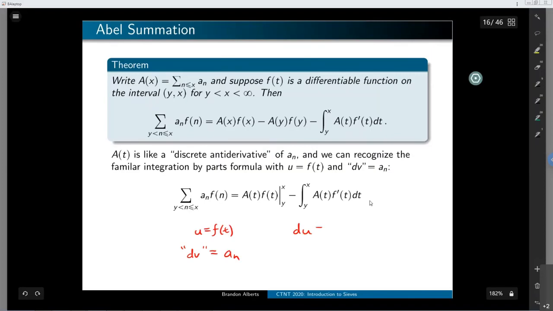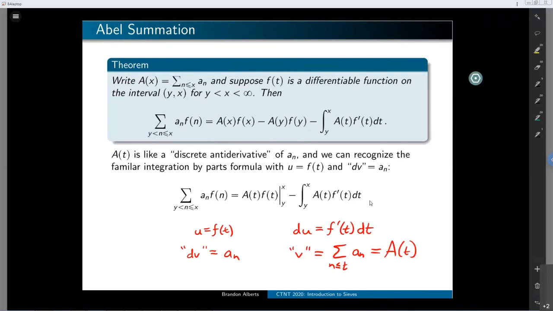So when we do integration by parts, we have to find du, which is f prime of t dt, and then v, what's supposed to be the antiderivative of our sequence, is really like a discrete antiderivative, which is a partial sum of the sequence. And that's exactly, maybe I'll write this as t, that's exactly what we define capital A of t to be equal to. And then we plug this stuff into the integration by parts formula, u times v, that's f times capital A, and then v times du, that's a times f prime of t, and then the bounds y to x are the same as the bounds on our partial sum.